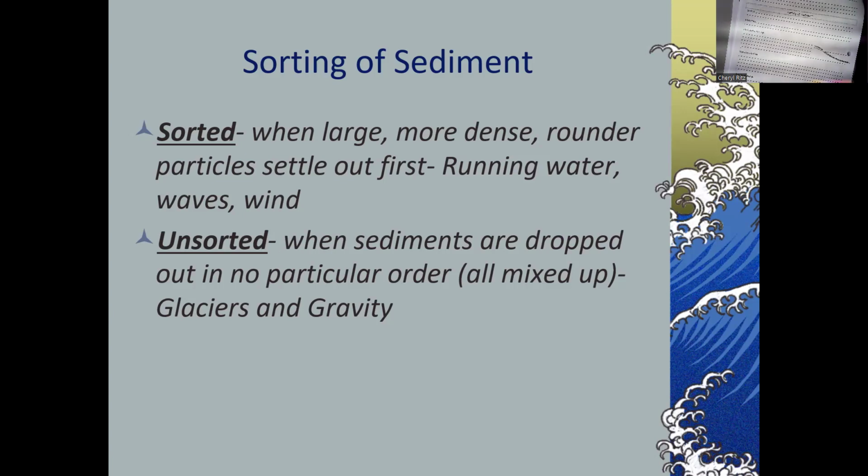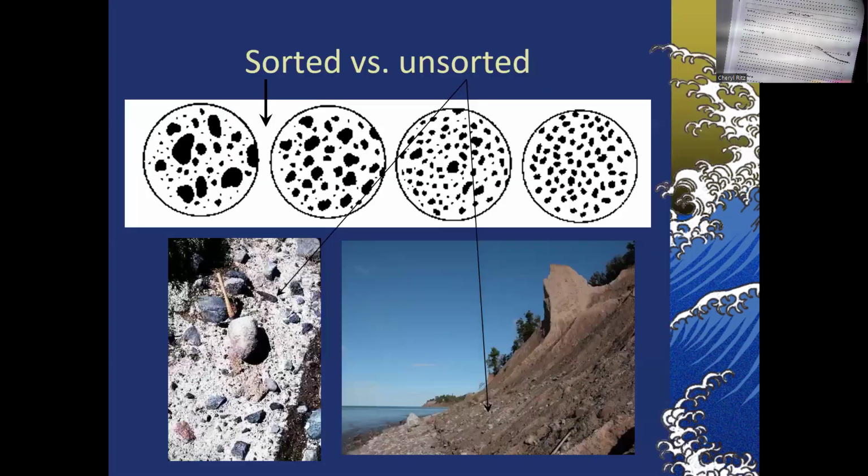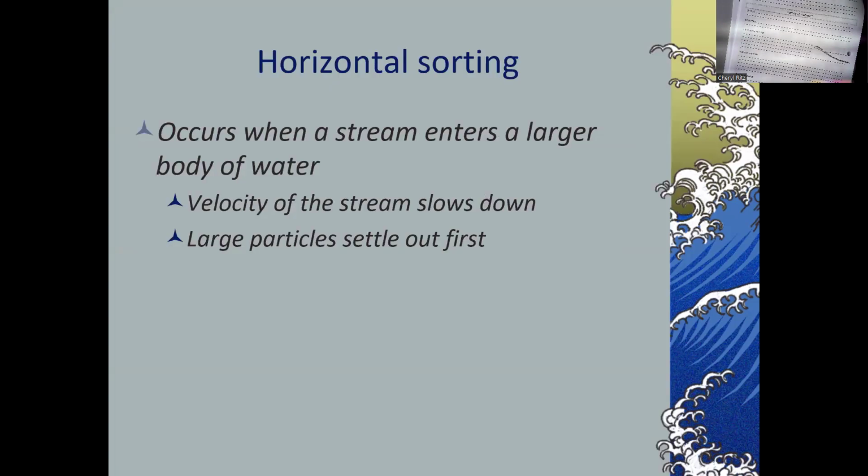Would they all just pile up in one spot? No, I think they would spread out. Did you guys notice what Sam just did with his hands? He said they'd spread out and he put his hands out in a straight line. That is called horizontal sorting. So horizontal sorting occurs when a stream enters a larger body of water. The velocity of the stream slows down and larger rocks settle out first.